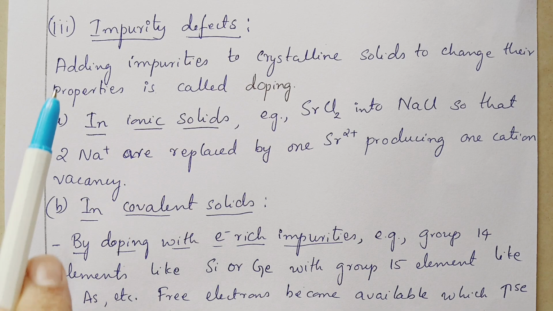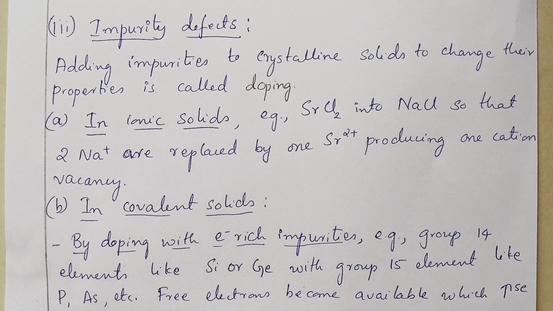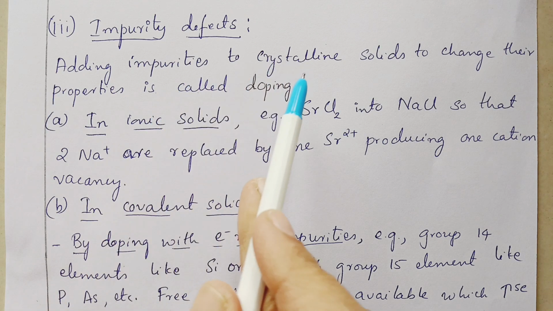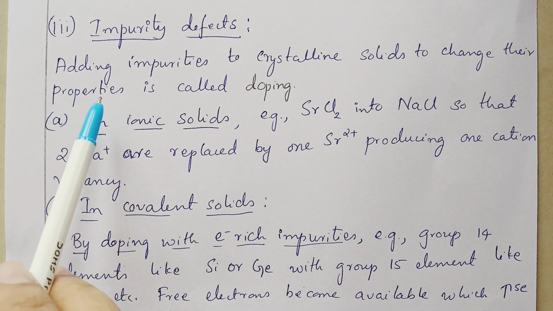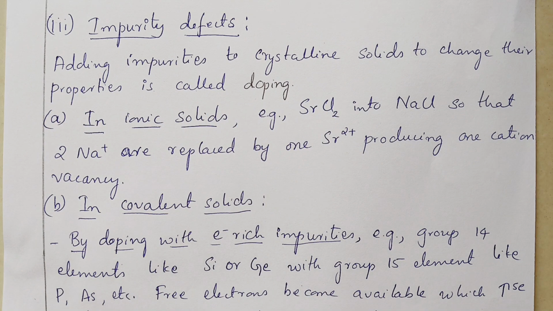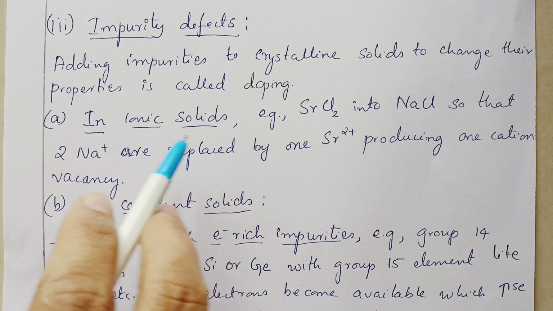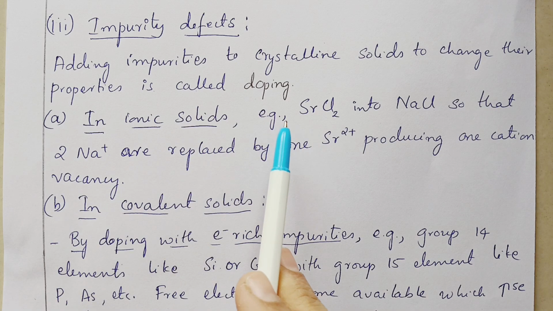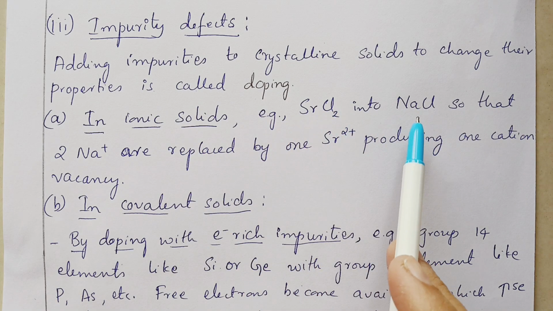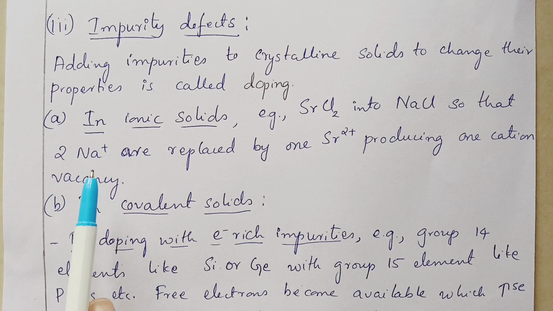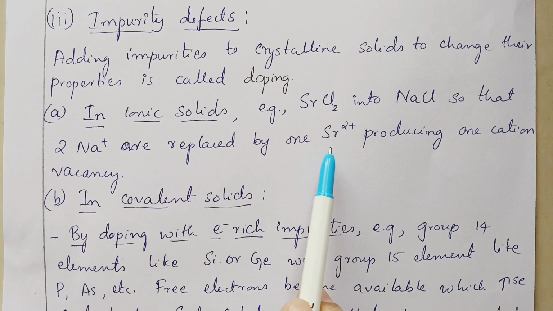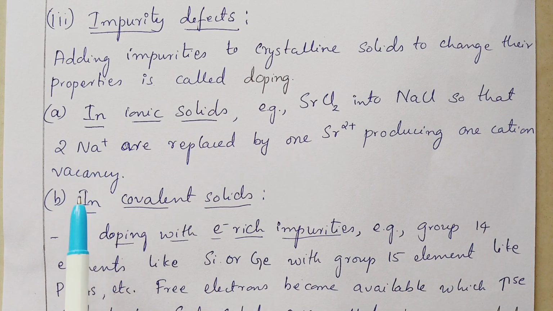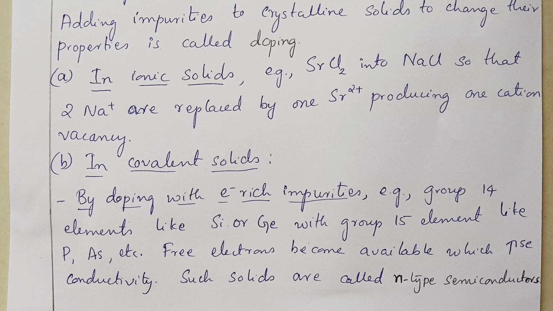The third type is impurity defects. It is possible to add impurities to crystalline solids to change their properties, and that process is called doping. Let's see how it happens in ionic solids by taking an example. Strontium chloride is doped into sodium chloride so that two Na+ ions are replaced by one Sr2+ ion, producing one cation vacancy. How to do doping in covalent solids?